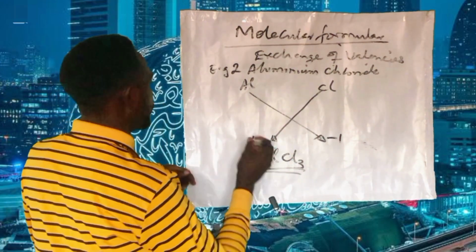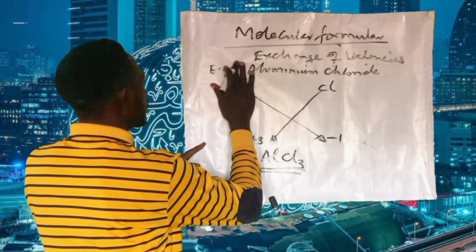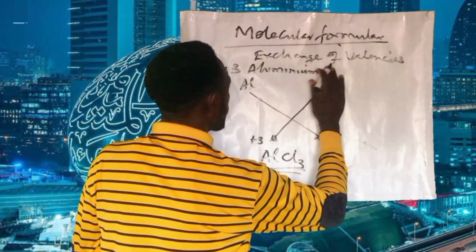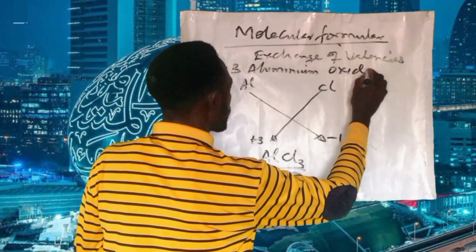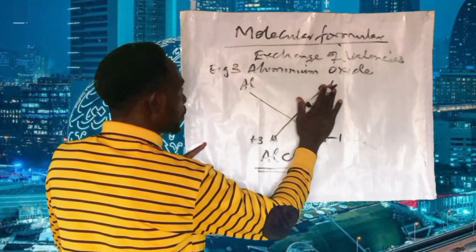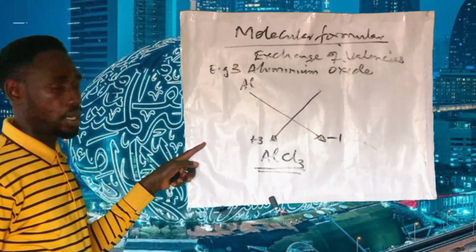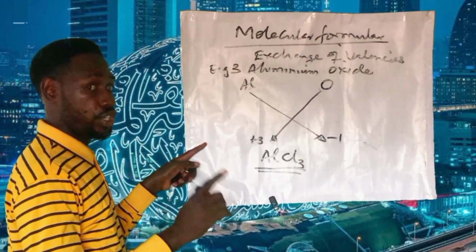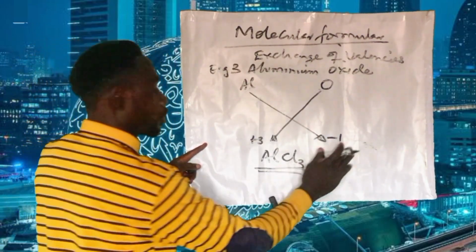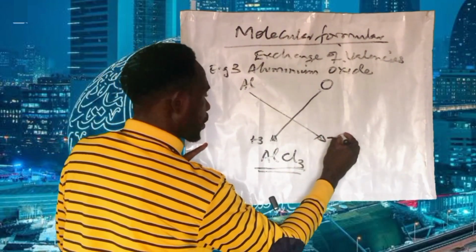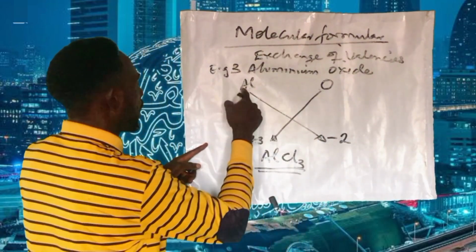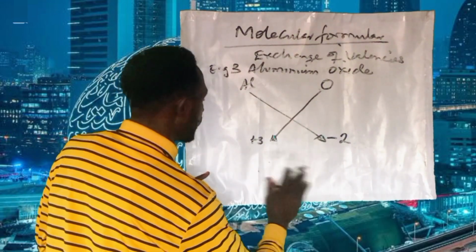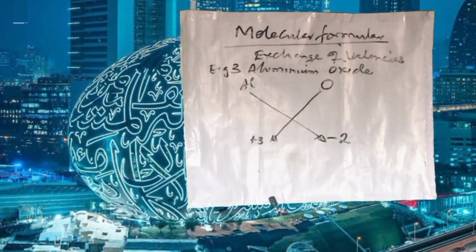So example 3 is aluminum oxide. I'll only clean here and now add oxygen. Remember I told you that oxygen is minus 2 in all oxides. These are basic facts you must know for you to write formulas as well. So I'll put minus 2 here. Aluminum is plus 3, it remains. This is not what I'm writing. I'm now writing the oxide.